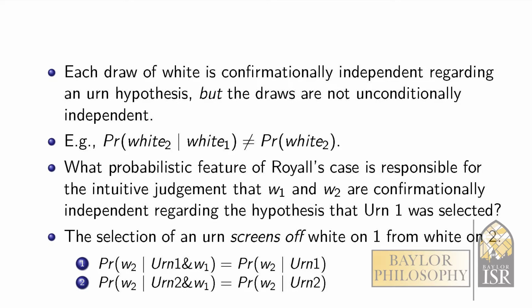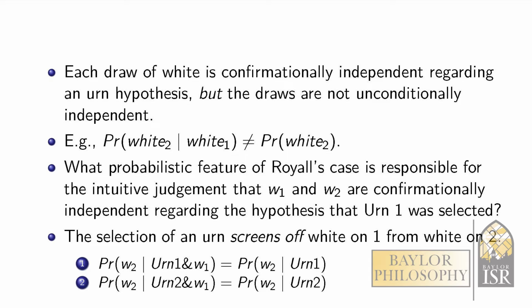And we know what probabilistic feature of Royall's case explains our judgment that the draws of white offer the same sort of evidential quantity each time you learn of a draw: it's that they meet a screening off condition. The basic idea is that once you select an urn, it doesn't matter what happened before.